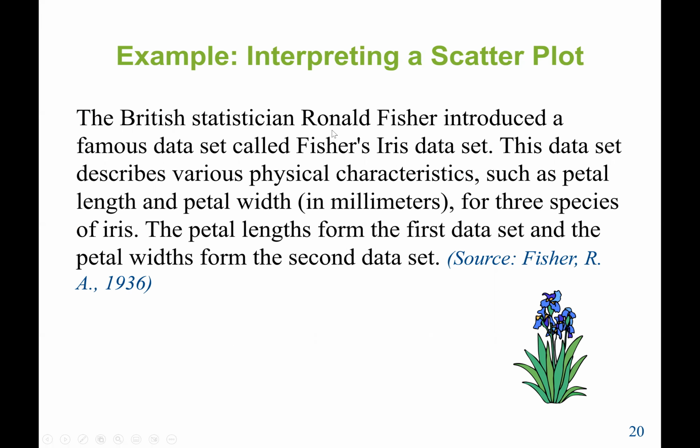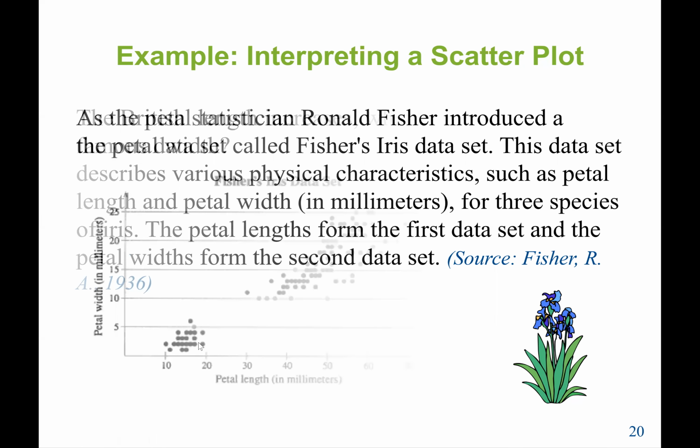Here we have a British statistician, Ronald Fisher, who introduced a famous data set called the Fisher Iris data set. This data set describes various physical characteristics, such as the petal length and petal width in millimeters, for three species of iris. The petal length forms the first data set, and the petal width forms the second data set. This source came from, again, Ronald Fisher, 1936 article.